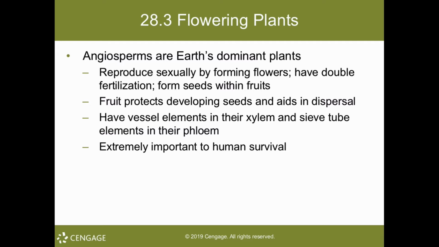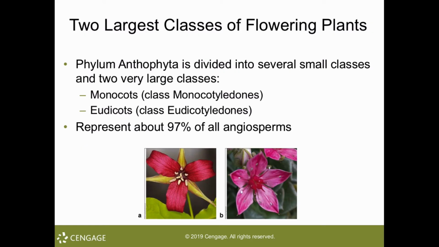The flowering plants have efficient water-conducting cells called vessel elements in their xylem, and of course sieve tube elements in their phloem. The former is, of course, the reason they call it hardwood. These flowering plants are essential for the survival of mankind.